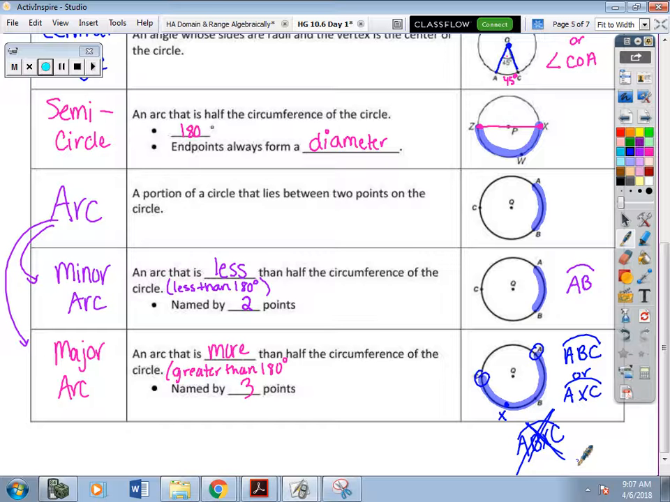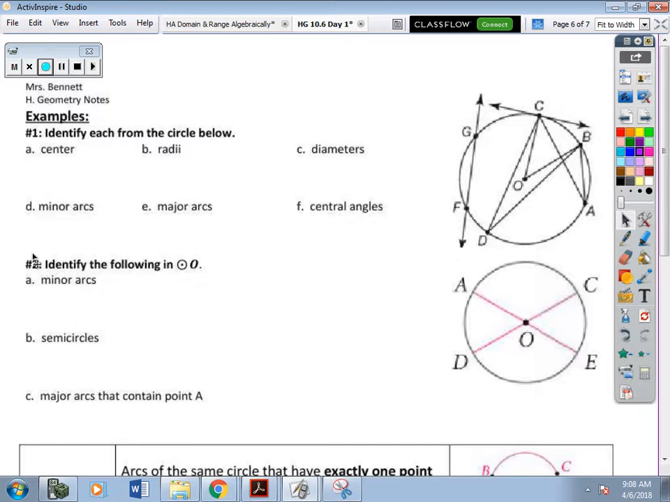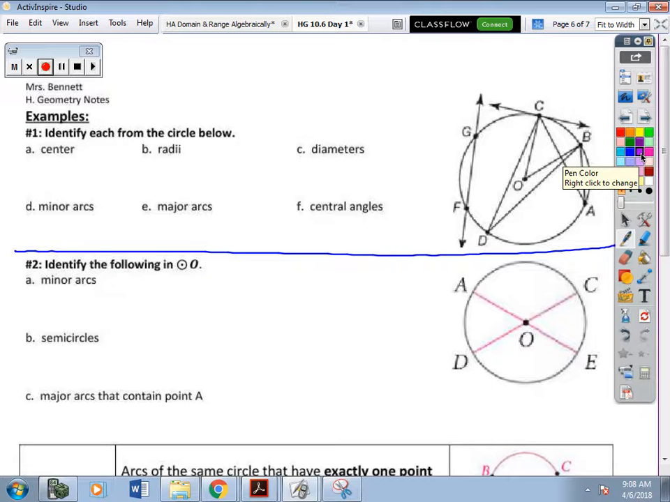All right, so on the back, what we're going to do is identify these things in some complex pictures. We've got lots of stuff going on. So this first example goes with the first picture. Who can identify the center? Marquise? Yes, we'll actually say point O, since it is a point, just like we used to do with segments and rays and all that stuff. A little point there.